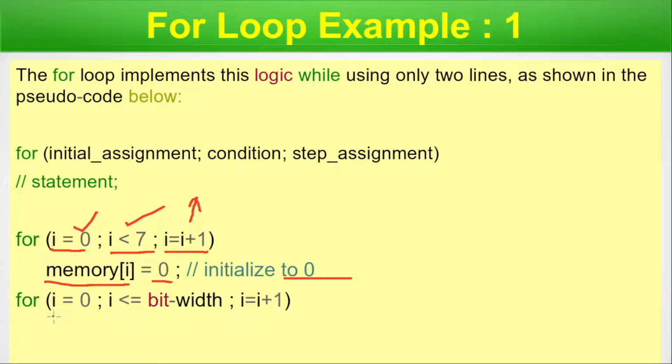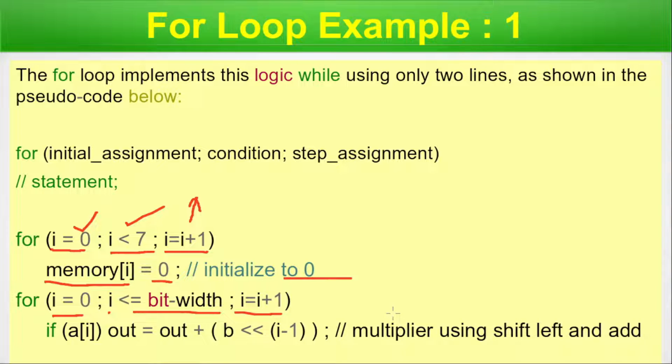Here the counter variable is i again, and here i is less than or equal to bit width, and here we also have the incremental counter i equals i plus 1, and for that we have another statement inside which is kind of different from this one. Here we have an if: if this condition is true, then we have out equal to out plus our expression is here, and this is used for a multiplier using shift left and then AND.